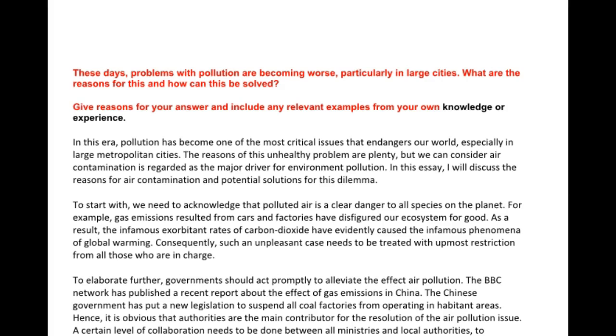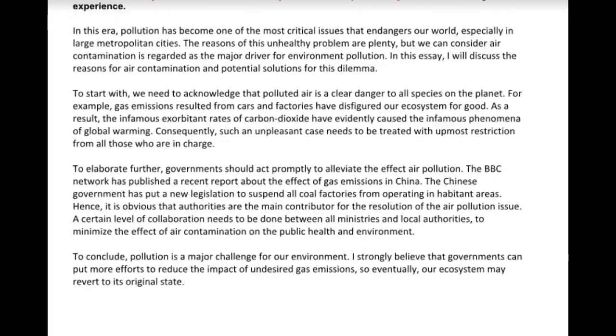Pollution. What are the reasons? How can this be solved? Let's see what you said here. In this era, pollution has become one of the most critical issues that endangers our world, especially in large metropolitan cities. The reasons for this unhealthy problem are plenty, but we can consider air contamination as the major driver for environment pollution. How about this? In this essay, I will discuss the reasons for air contamination and potential solutions for this dilemma, okay?